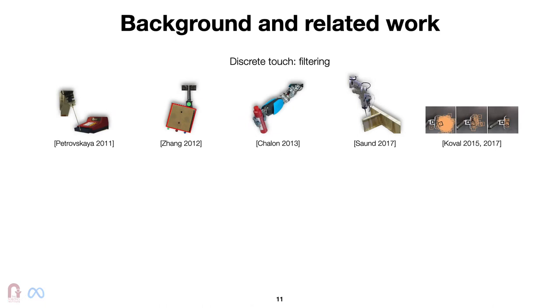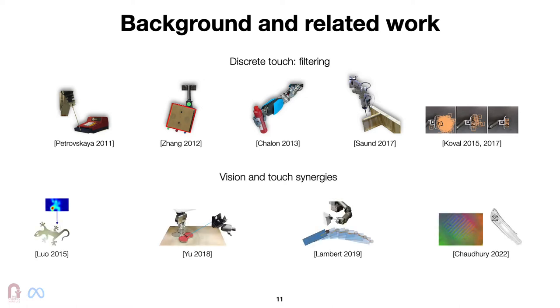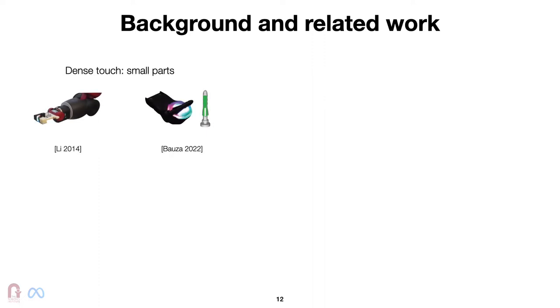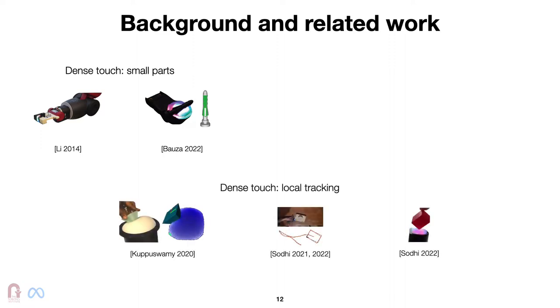Initial methods focus on particle filtering for discrete contacts, for example, the work on manifold particle filters, and others. Other work focused on localization synergies between vision and touch, which is out of the scope of this work. Vision-based touch gives a rich tactile signal for single-touch localization of small parts. The local tracking problem was also explored using the DIGIT and the Soft Bubble sensor, using frame-to-frame methods like ICP or learned measurement models.